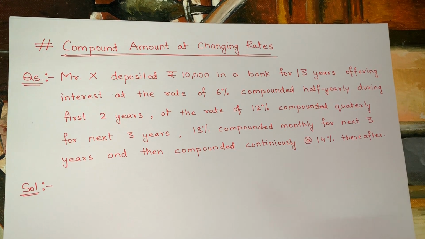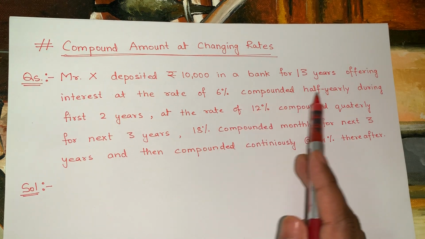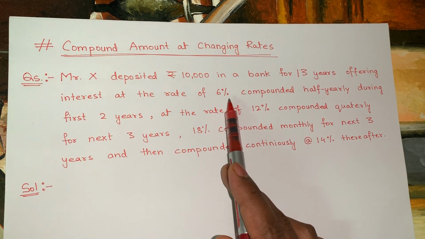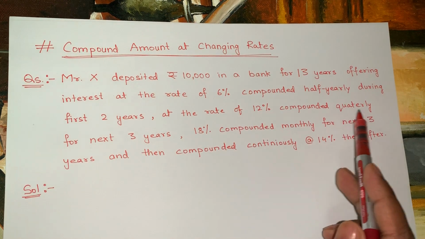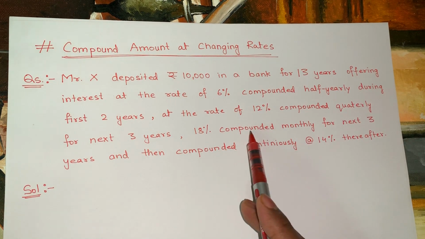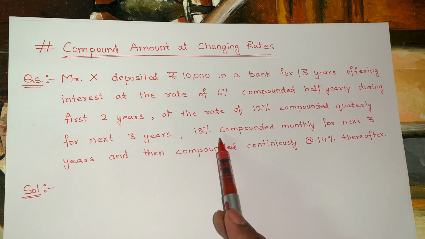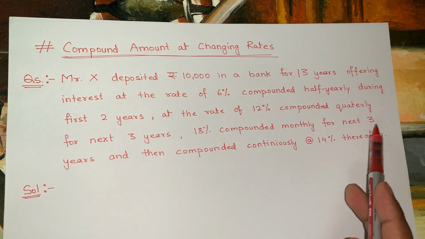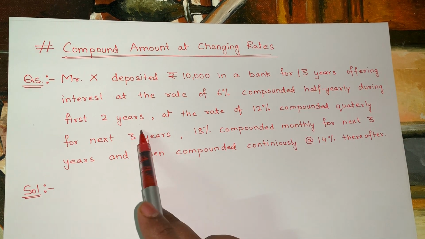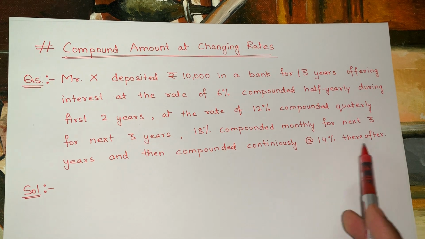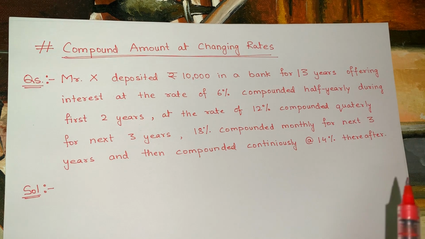So what does this mean? This means that for the first 2 years, interest will be compounded half yearly at the rate of 6%. After that, for the next 3 years, interest will be compounded quarterly at the rate of 12%. After that, for the next 3 years, the interest will be compounded monthly at the rate of 18%. So how many years done? 3 plus 3 plus 2, which is 8 years. 13 minus 8, which is 5 years. So for the remaining 5 years, interest will be compounded continuously at the rate of 14%.